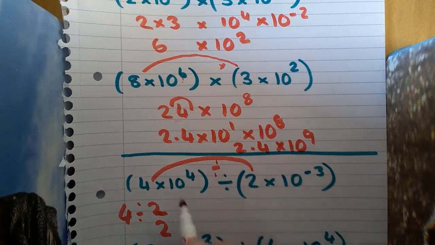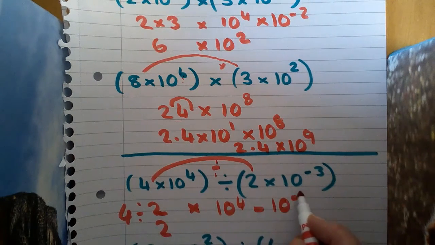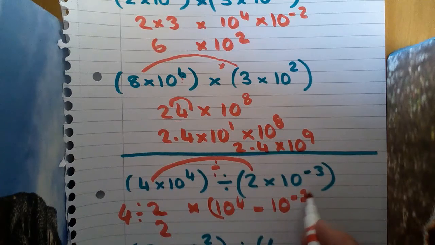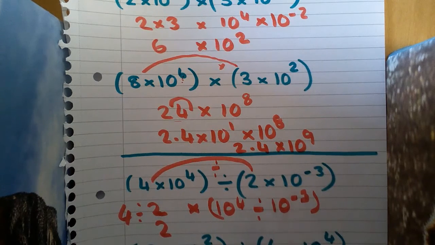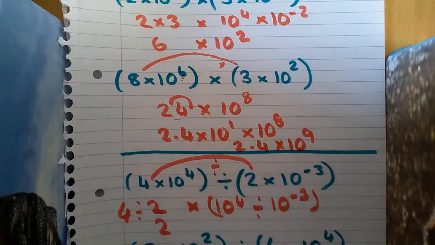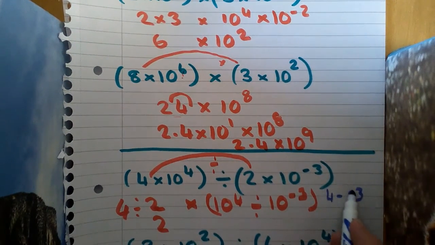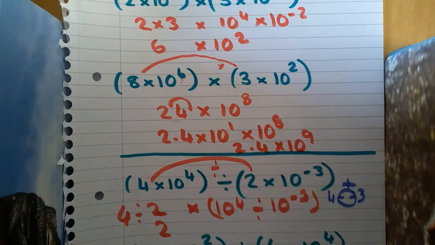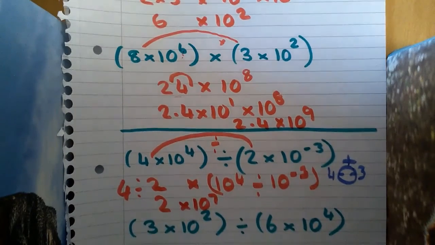Then we do 10 to the 4. We still have that multiply sign, but it's 10 to the power 4 divided by 10 to the power minus 3. And remember, when we divide indices, we take them away. We've got to be really careful, because this is going to be 4 take away minus 3. And when we have a 4 minus minus 3, that's going to become 7. So we end up with 2 times 10 to the power 7, and that's my answer.